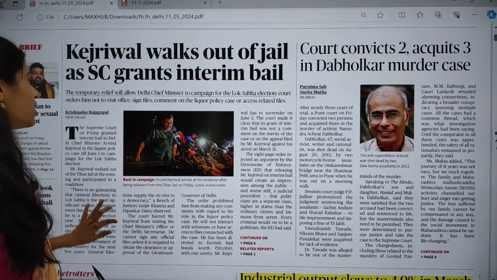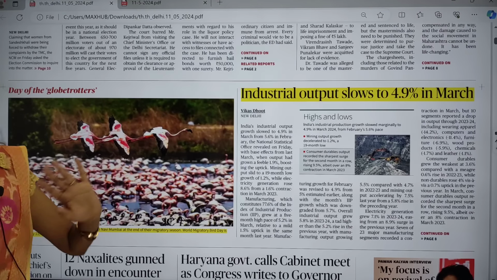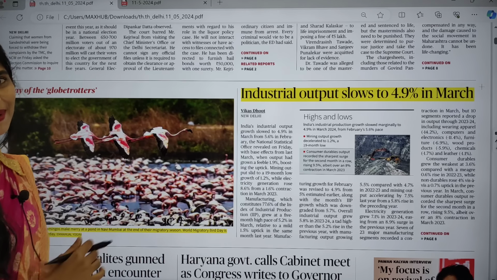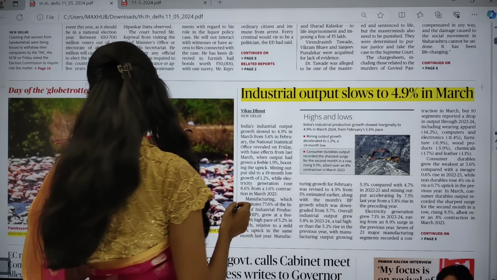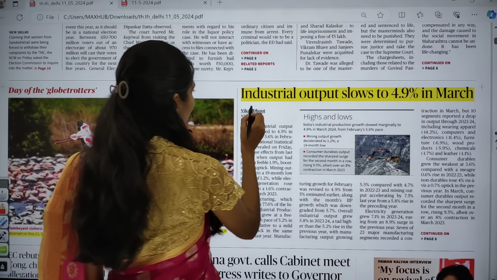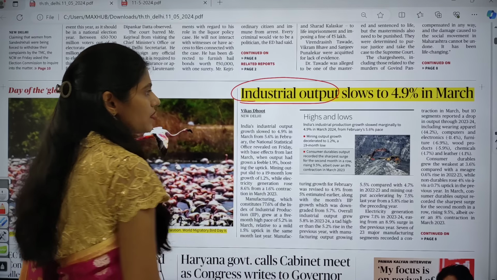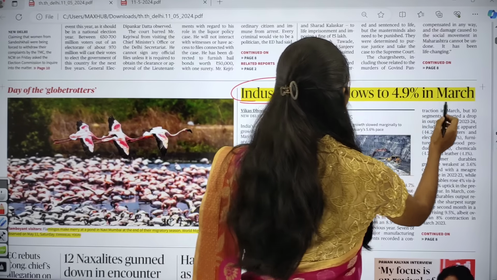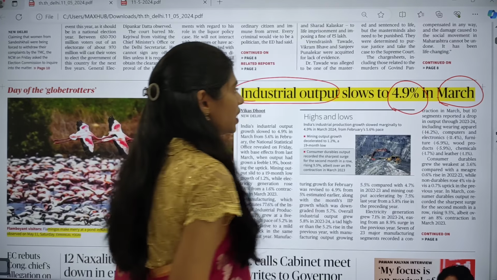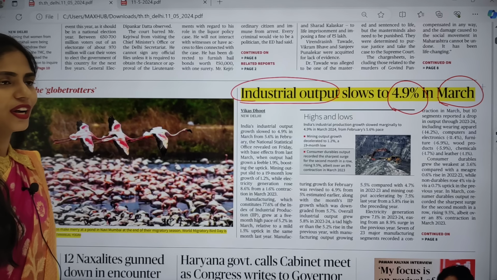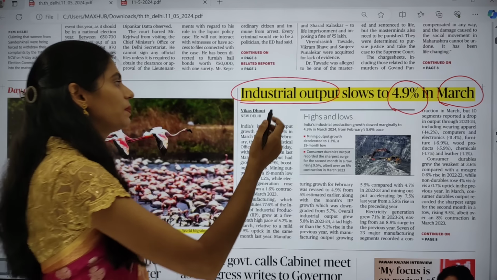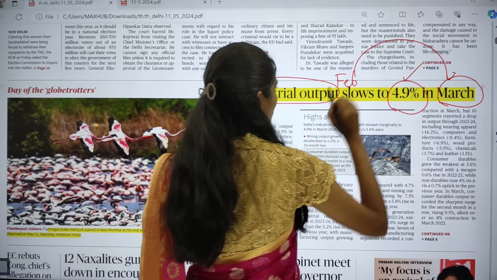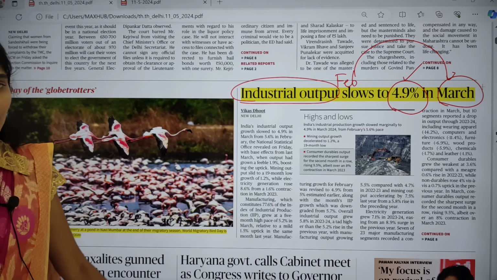Clear? So this is the front page and there are two important articles which are relevant from our examination point of view. Let us see the first one. The first article is about industrial output. What happened to industrial output in the month of March? In March, there is a slowdown of industrial output to 4.9% when we compare with the preceding month, that is February.